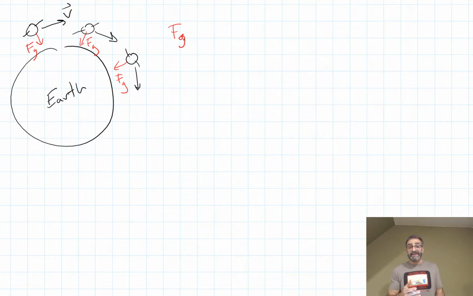The force of gravity has a special value equal to mv squared over r if our object is moving in a circular path. And so we give it a special name. We call it the centripetal force, the force keeping the object moving in a circular path. But it's not some new force. It's just gravity in this case. Let's take a look at another example.